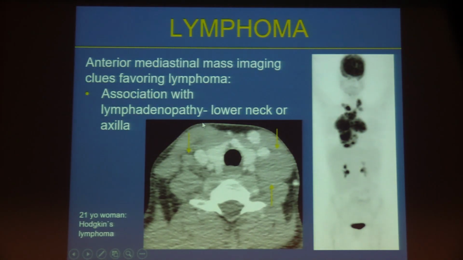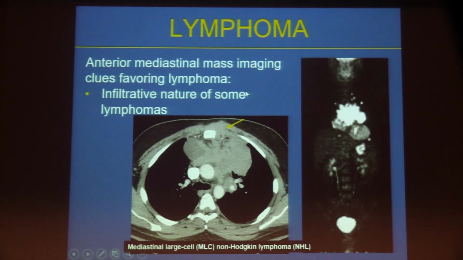So when should we suspect a lymphoma? First of all, if you have something in the anterior mediastinum, but there are many lymph nodes elsewhere, that would be very atypical for a thymoma. Then you should strongly think about lymphoma, as you see in this case.